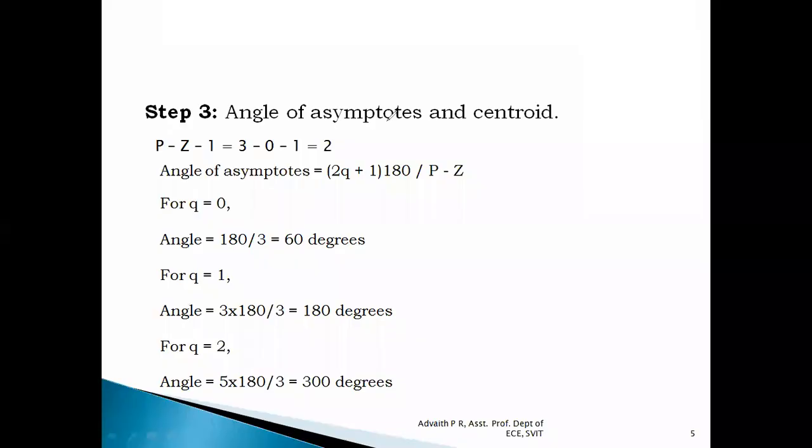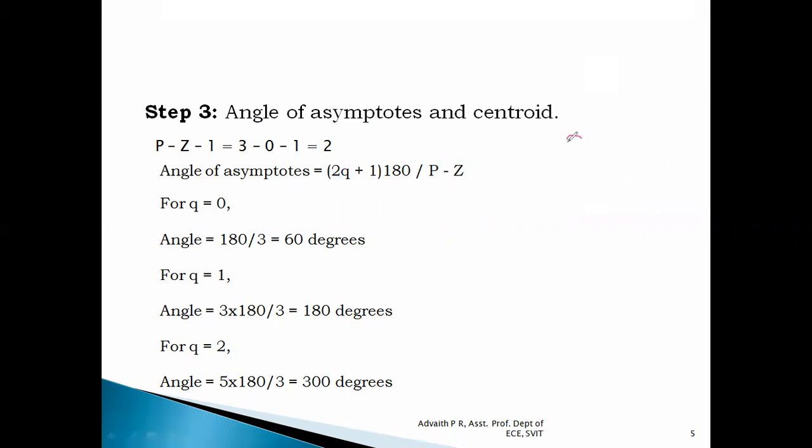Step 3 is finding angle of asymptotes and centroid. So we already know that from our problem, number of poles is 3 and number of zeros is 0. To find angle of asymptote, we'll be using the formula (2q plus 1) into 180 divided by p minus z, where p is the number of poles and z is the number of zeros. We know p is 3 and z is 0, but we don't know the value of q.